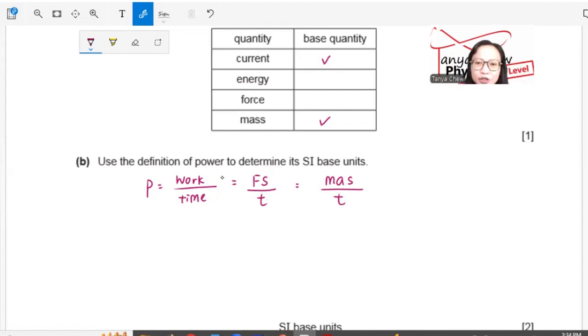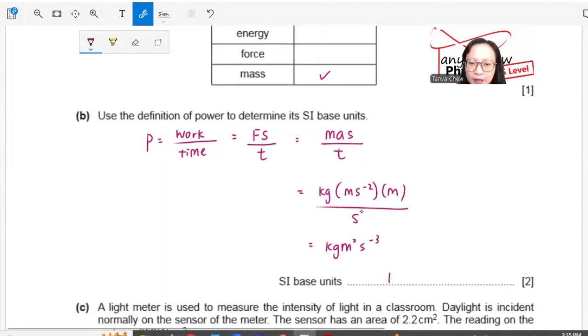Now, I can sub the base units into this equation. M is mass. The standard international unit of mass is kilogram. A is acceleration. The standard international unit of acceleration is meter per second square. And distance is measured in meter, per time, measured in second. So you have to work this out. We'll end up getting kilogram meter square second to the power -3. So the SI base unit of power is kg m² s^-3.